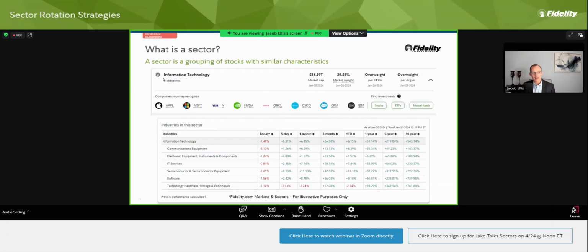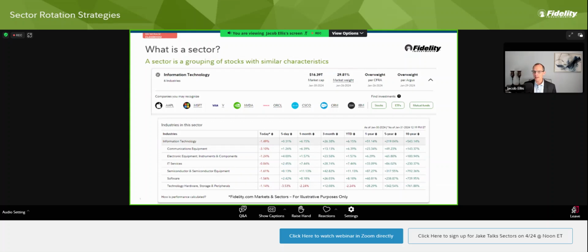In this case, the one we're highlighting on the slides is the information technology sector, one part of the overall investment in the world. You could focus all of your investing in the companies that make up information technology, ones that you recognize like Apple, Microsoft, NVIDIA, Cisco, and Salesforce. Or you could invest in that sector as a whole, or we could even zoom out further and understand that this, though it's a large part, it is still only 30% of the total market weight.